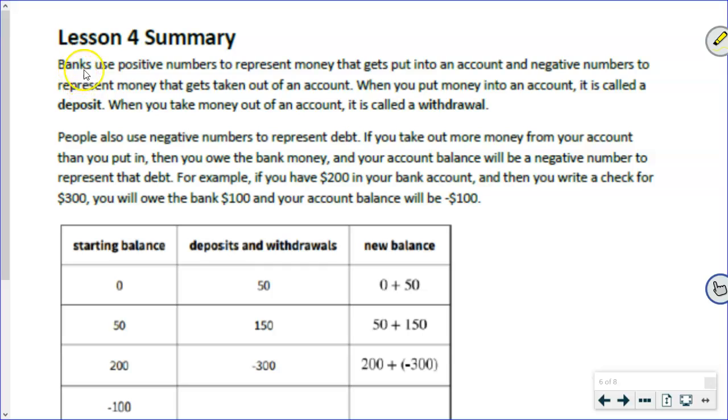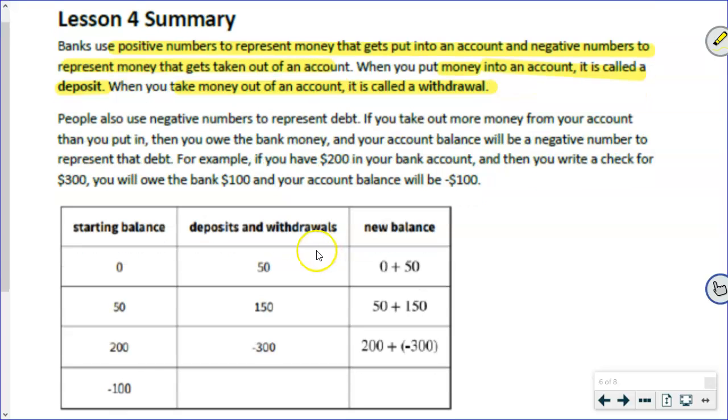The lesson 4 summary. Banks use positive numbers to represent money that gets put into an account and negative numbers to represent money that is taken out of an account. When you put money into an account, it is called a deposit. When you take money out of an account, it's called a withdrawal. People also use negative numbers to represent debt. If you take out more money from your account than you put in, then you owe the bank money, and your account balance will be a negative number to represent that debt.